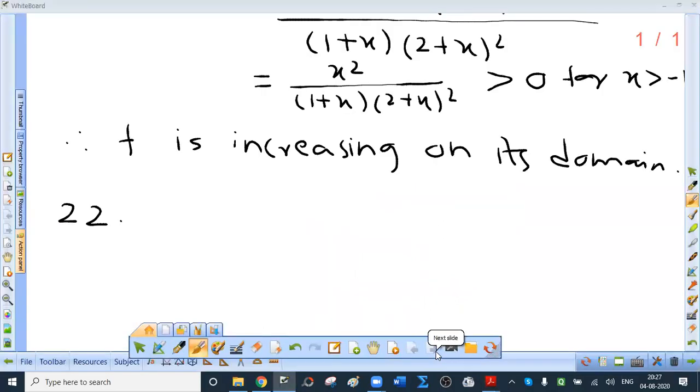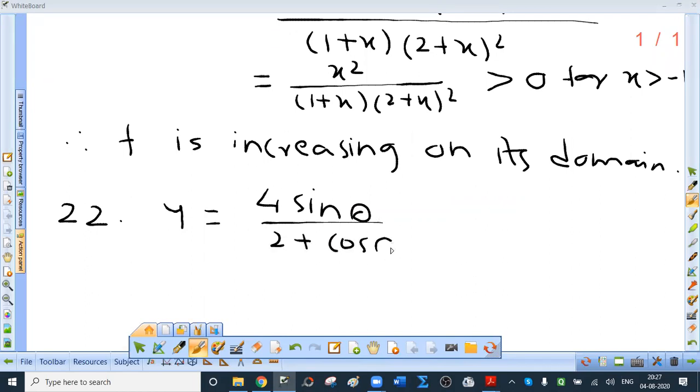22nd, we are solving: y is 4 sin theta upon 2 plus cos theta, minus theta. So tell me what is dy d theta. I'll give you 2 minutes. Tell me what is the derivative.